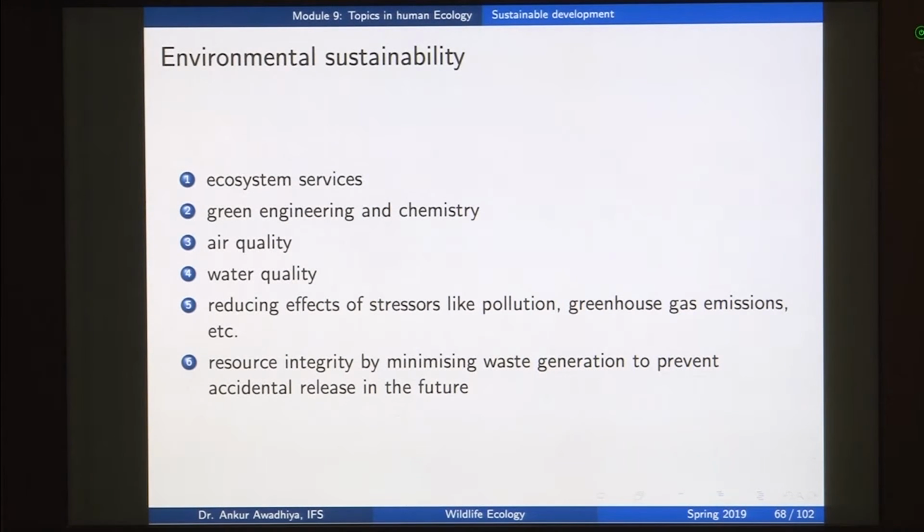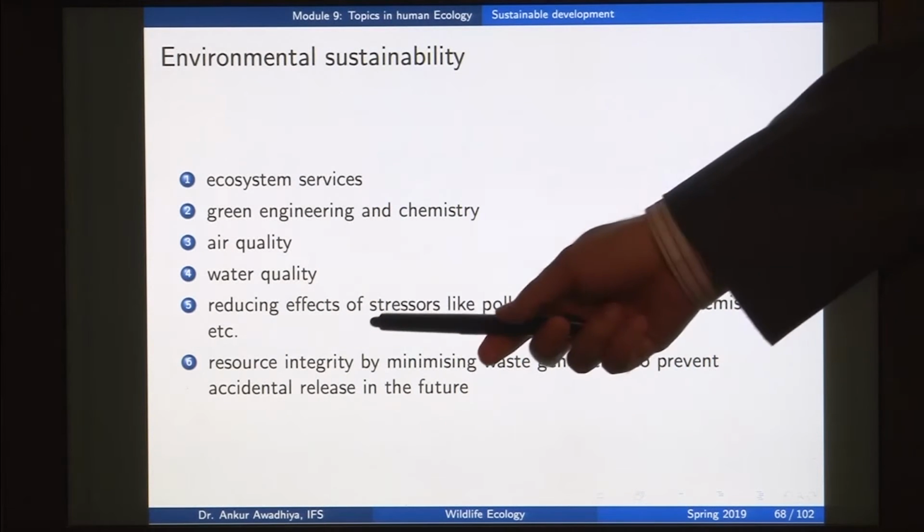We talk about things like air quality and water quality. They also need to be maintained, not just for the present generation, but also for the future generation. So, the amount of pollutants that we are releasing into the environment needs to be regulated. Or we talk about reducing the effects of stressors like pollution, greenhouse gas emissions, etc. So, in this case what we are saying is, even those amounts of pollutants that need to be released into the environment to meet the needs of the present generation, we should try to reduce their impacts.